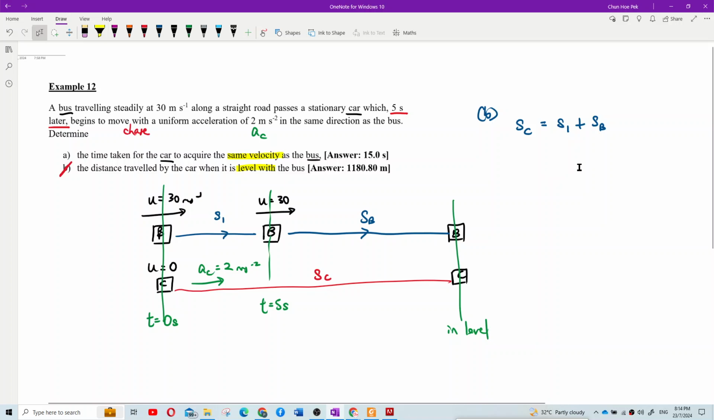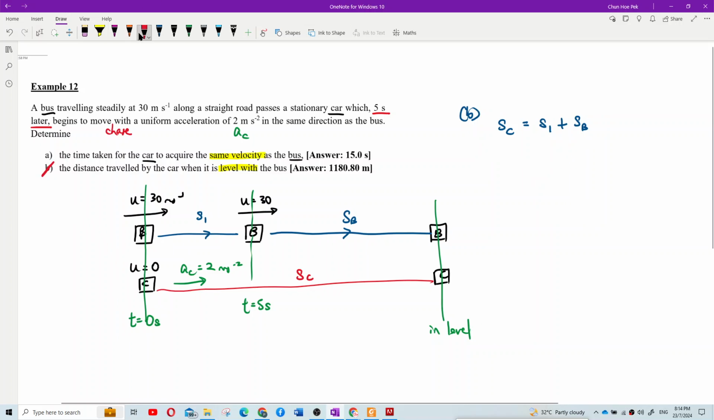So okay, first of all, let us find S1 first. This is the most important formula you must know for question B. To find the answer for B, you must use S1 plus SB to get the displacement of the car. So S1 means during the 5 seconds, how far has the bus moved, but the car has not moved. So how?